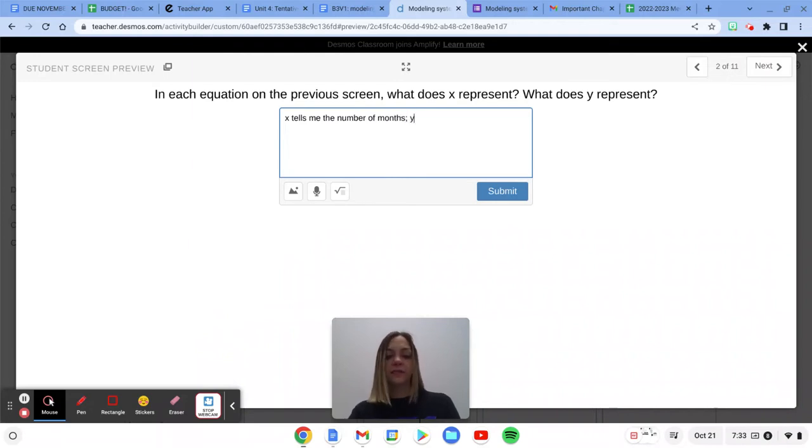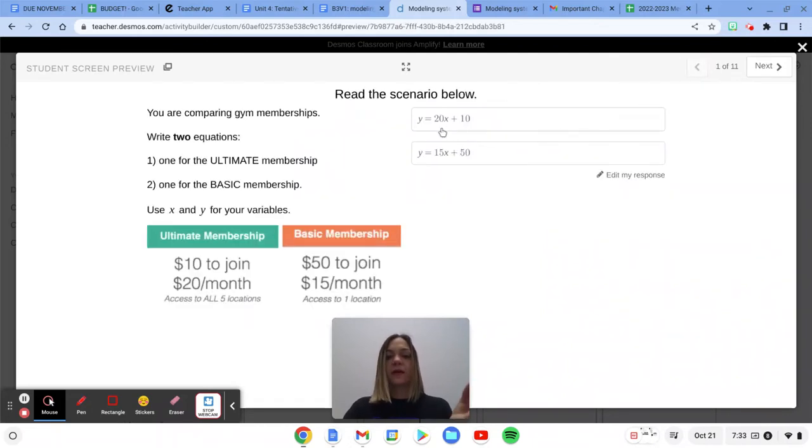And then y always tells us the total amount of something. So y tells me the total cost. And how I got that is by thinking, well, when I add my monthly fee, or however many months that I pay, so $20 for every month, plus the joining fee, that tells me how much I'm paying in total to this gym.